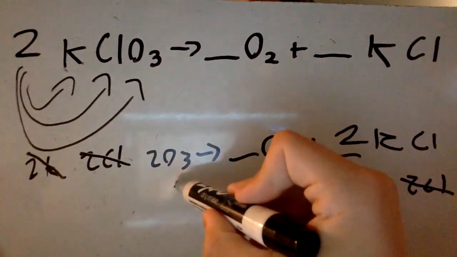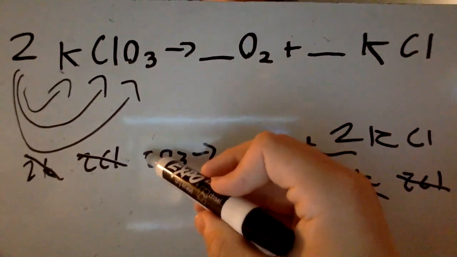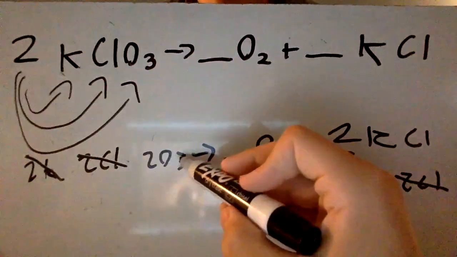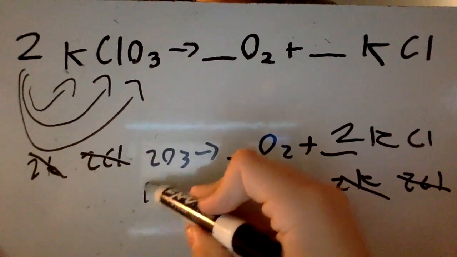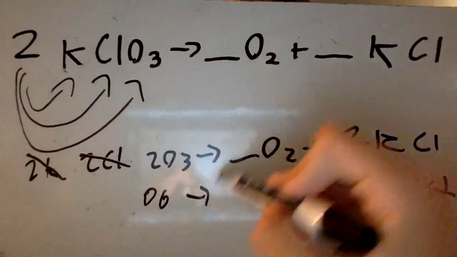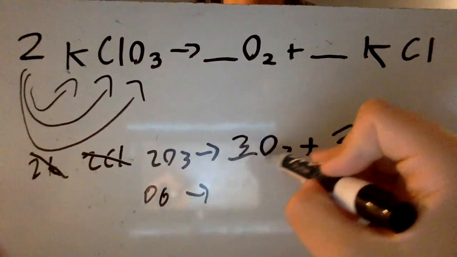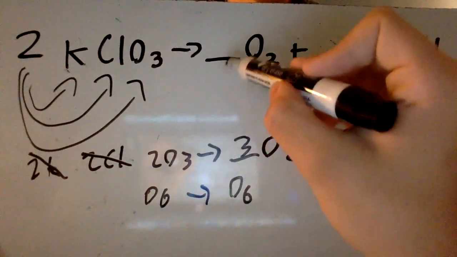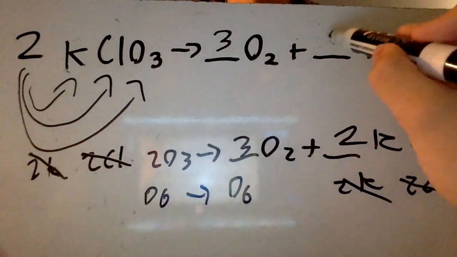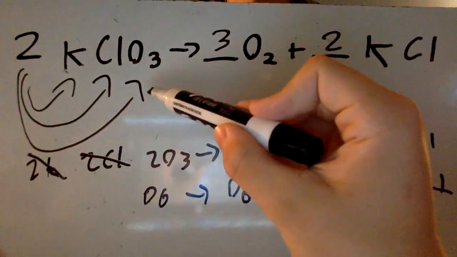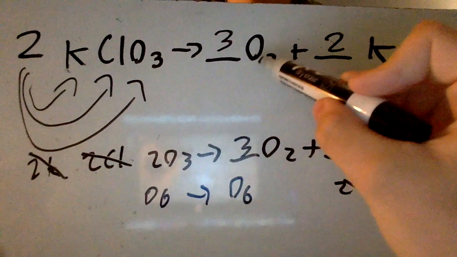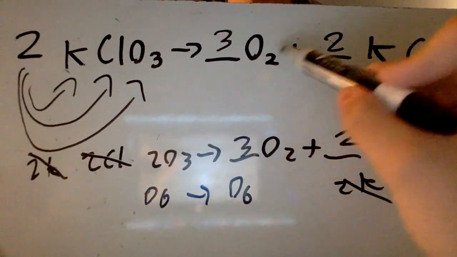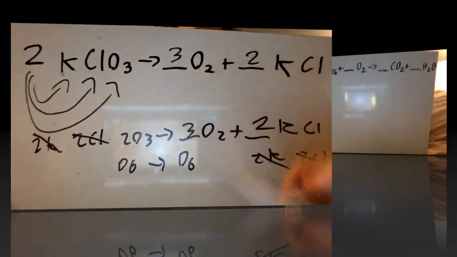Now we need to balance the oxygen. So the coefficient actually distributes to the 3 to make it O6. And on the left side, we need to add a 3 to multiply by the 2 to make it O6 as well. This means that we will now have a balanced chemical equation of 2 potassium chlorate equals 3 oxygen gas plus 2 potassium chloride.